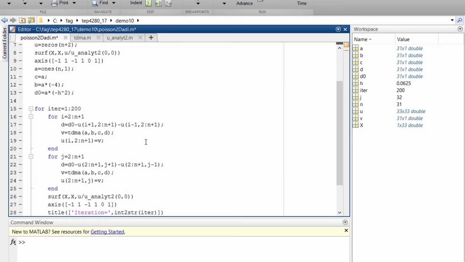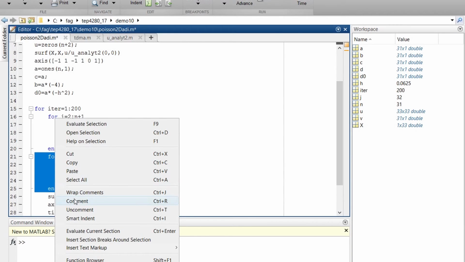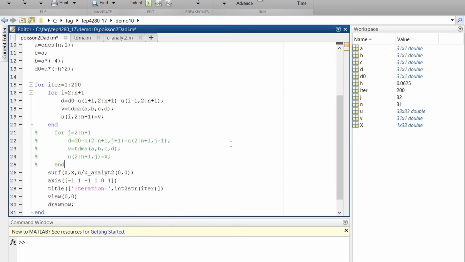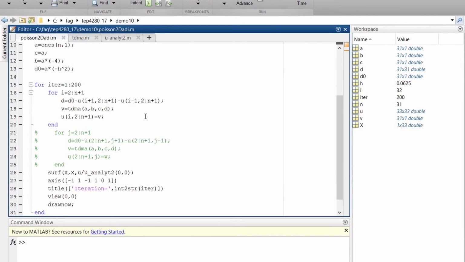Let's try the x direction alone. So I just comment out the old one like that. So let's try this one. Now what happened? It doesn't work. It worked a little bit, but then nothing more. Now that error is not easy to see, I can promise you.